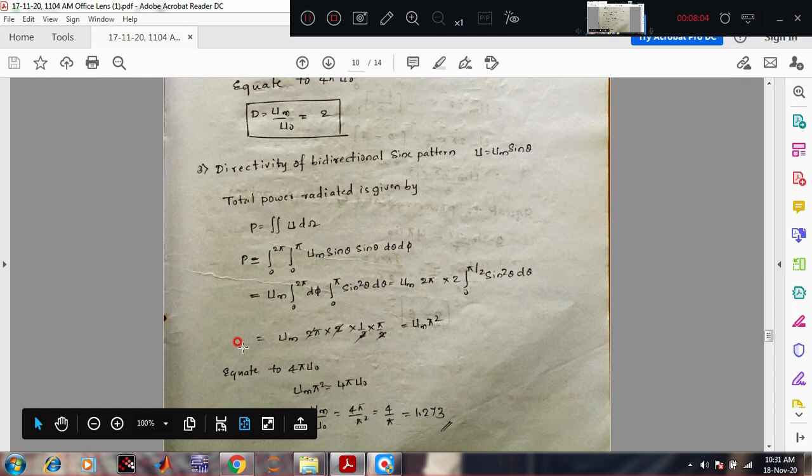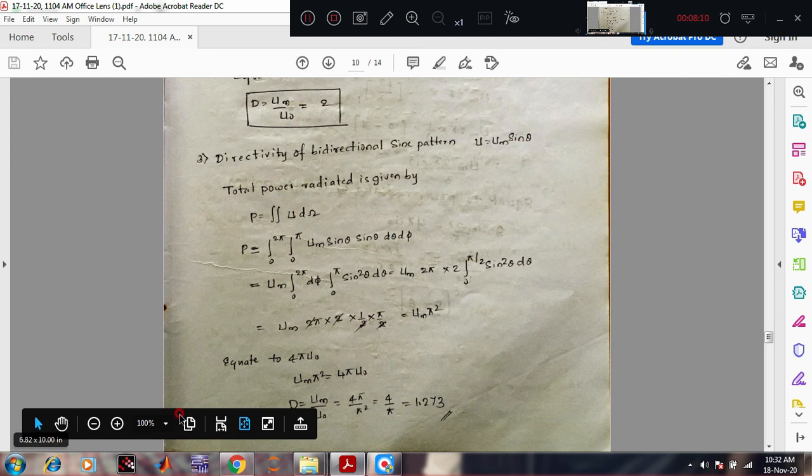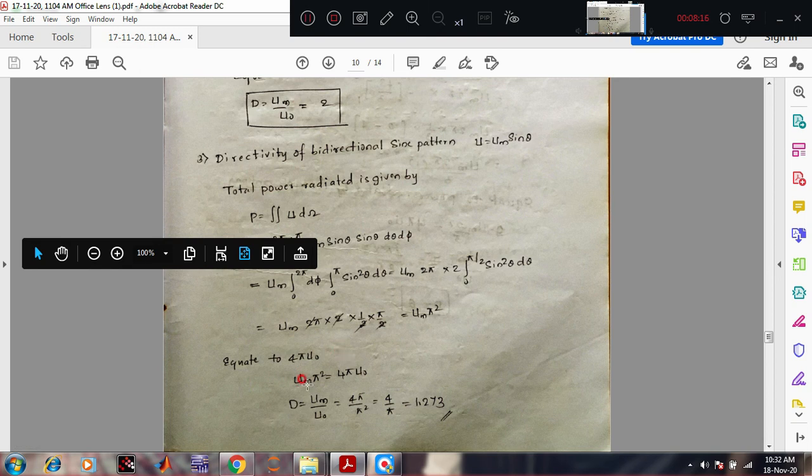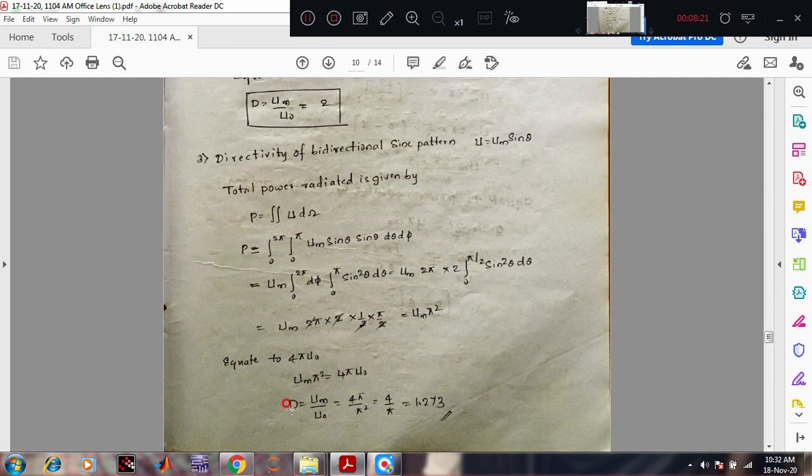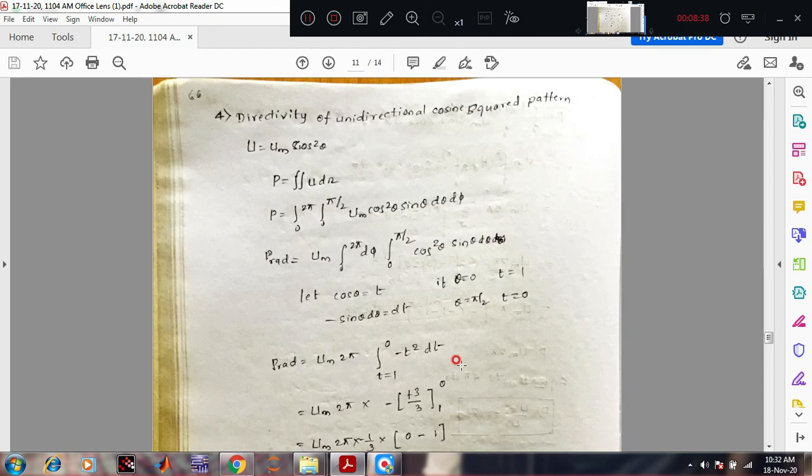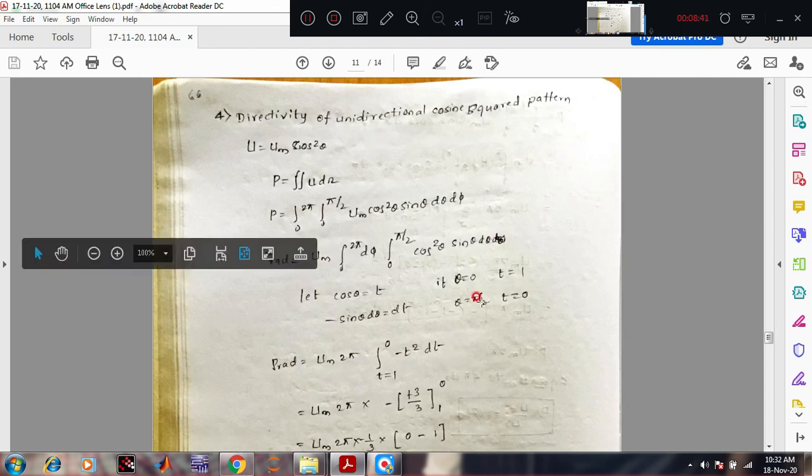Upon simplifying, you will get the power radiated as Um pi square, equated to 4 pi U0. So Um pi square is equal to 4 pi U0. If I take a ratio Um by U0, directivity is equal to 4 pi by pi square. So this will be 4 by pi, which is equal to 1.273. So this will be the directivity of a bidirectional sine pattern.